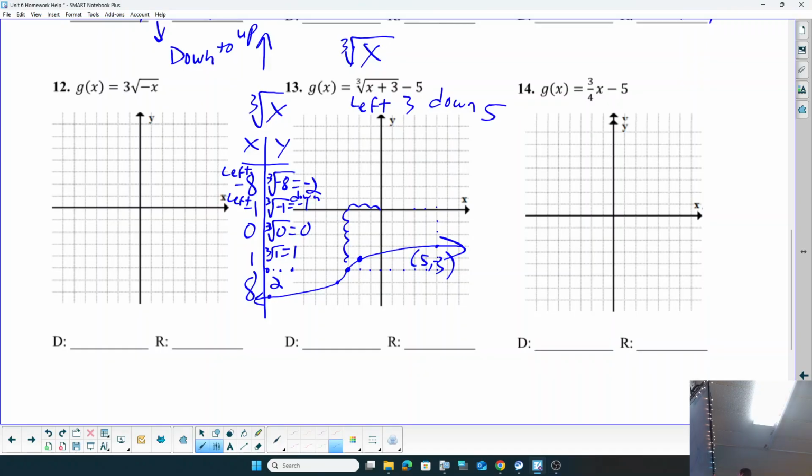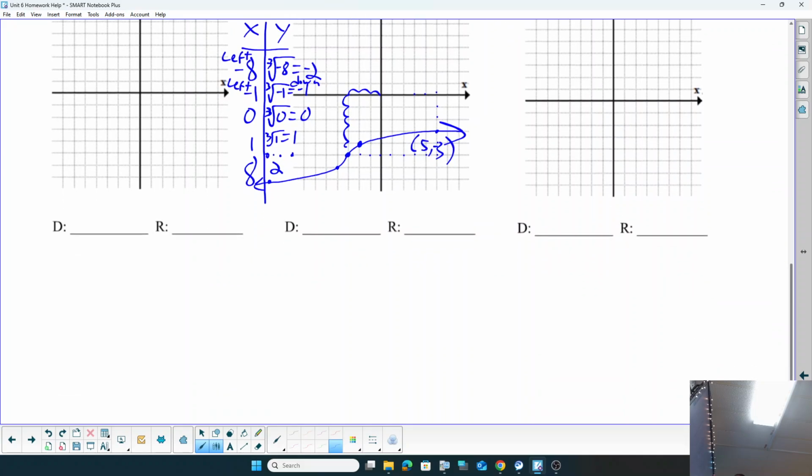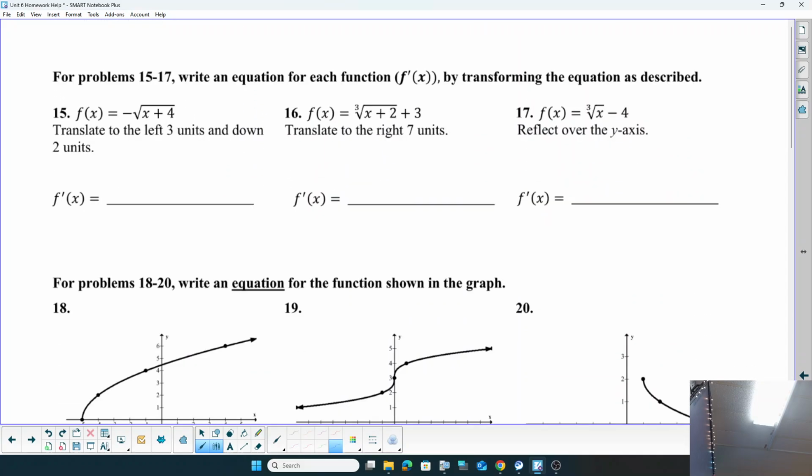So we're now looking at the rest of 6.2. Keep on going. Keep on trying each one on your own. Keep trying your best. Okay, now we got a square root. It says write an equation for each function f by transforming the equation as described. So translate to the left 3 units and down 2 units.